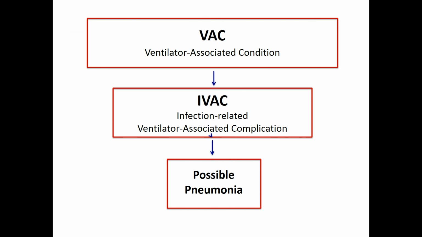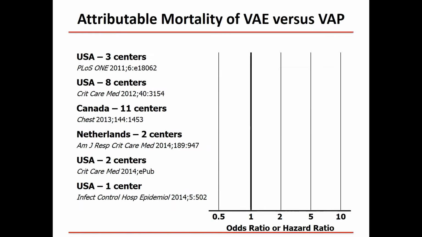There are sub-criteria to try to identify those which might be infection-related and those which might be pneumonias. But the core condition here is a VAE or a VAC, a ventilator-associated event, which again is simply, conceptually, deterioration of ventilator, not otherwise specified. Now, there's an exploding body of literature on this new entity. Here's a partial snapshot of some of these studies on outcomes for patients. And the consistent message from the literature appears to be that a VAE is a bad thing to have. It's associated with an increase in mortality as well as length of stay and duration of mechanical ventilation.